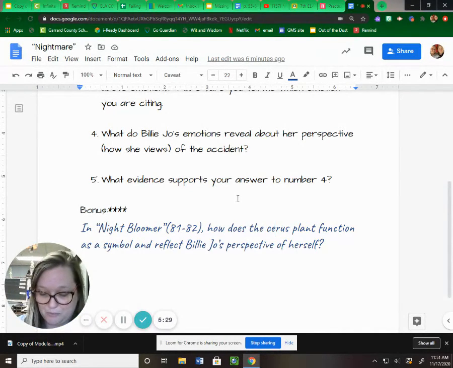Now, in Night Bloomer, which is another poem, pages 81 and 82, this is a hard question, and I wanted to see if you could answer it for bonus points. In that poem, how does the cereus plant function as a symbol and reflect Billy Joe's perspective of herself? That's just a bonus. You don't have to do it, but it's a chance to earn extra credit.